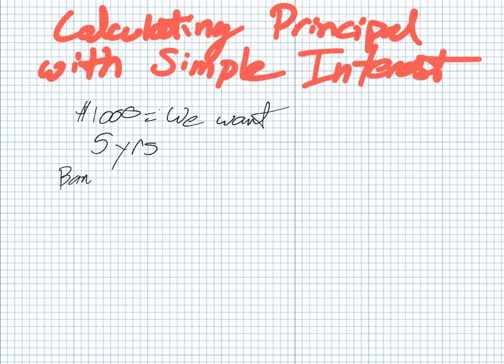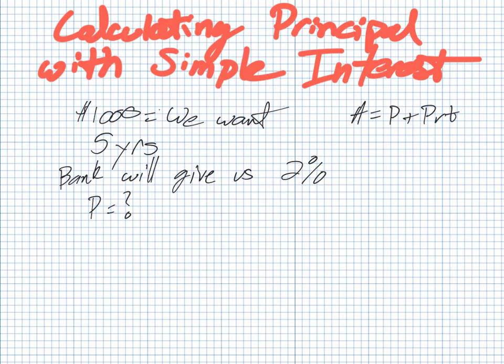Let's say the bank will give us an interest rate of 2%. Our question is, what is the principal? How much money do I have to put in now to get $1,000 in 5 years if the bank will give me 2% interest? So, let's take a look at our formula again. A equals P plus PRT. So, we have to isolate P.